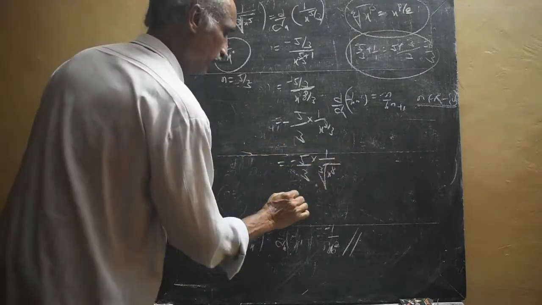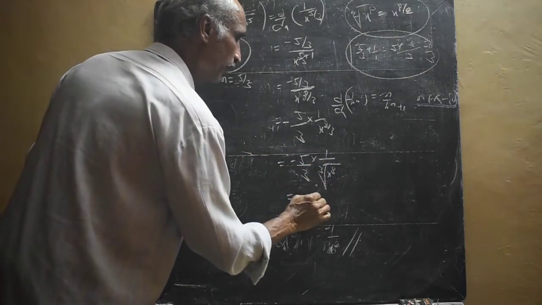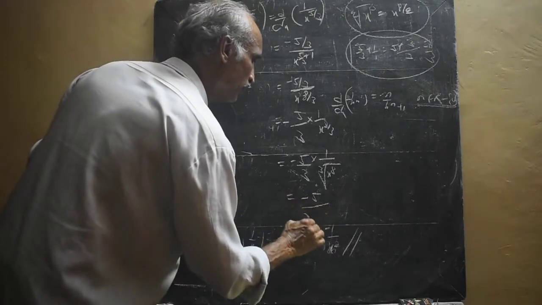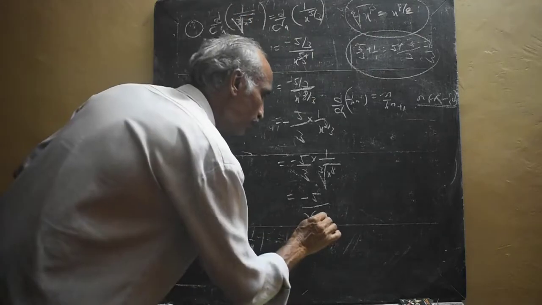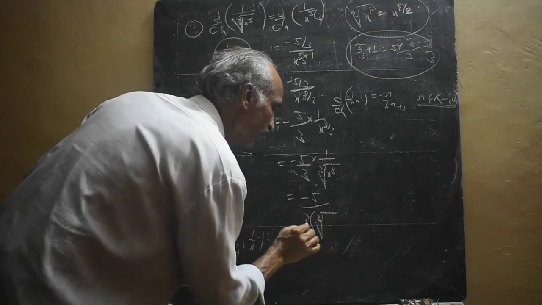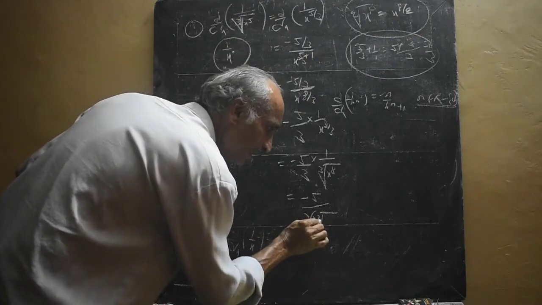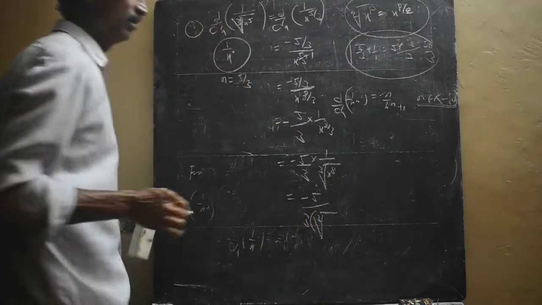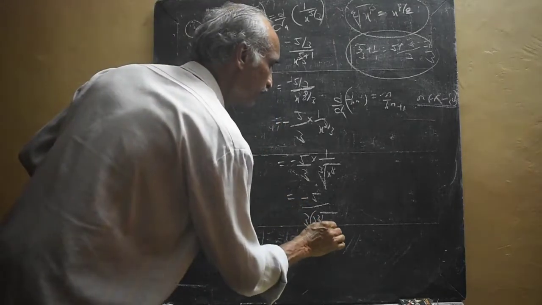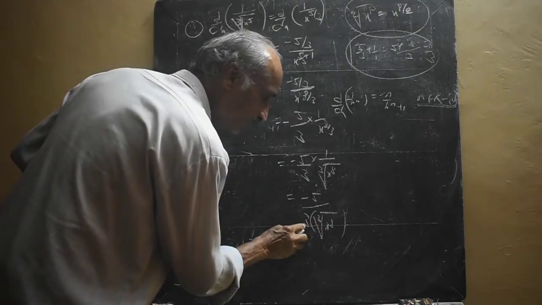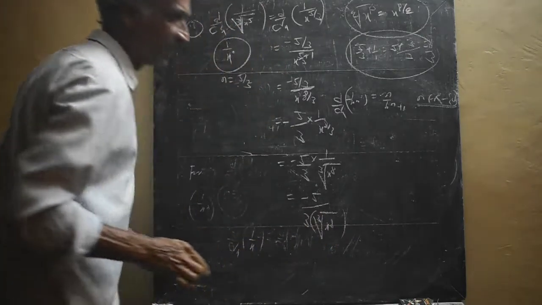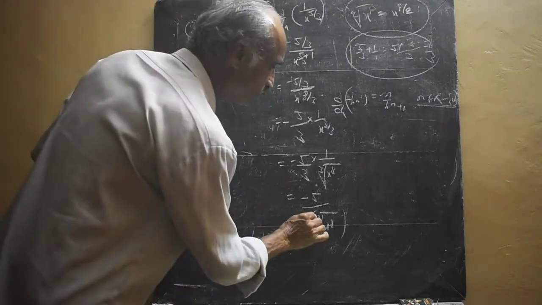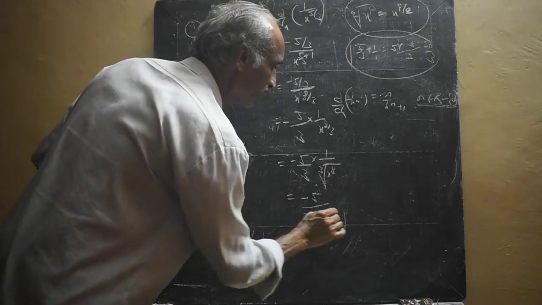Finally, I can write it like this: minus 5 upon 3 into the cube root of x raised to 8. I have taken the bracket because we are confusing this 3 and this 3. This is the radical index and this is the coefficient. The 3 is the coefficient of the cube root of x raised to 8. This cube root is the radical index, which is written inside the radical sign.